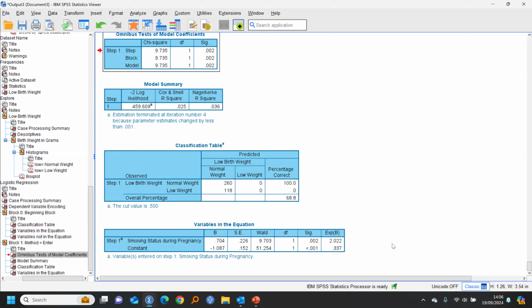The hard part is that that's not the same as saying it's twice as likely to happen, because these are not probabilities, these are odds. But here it's pretty much total. So it's saying the odds are 2 times higher if you smoke during pregnancy to have a low birth weight baby.